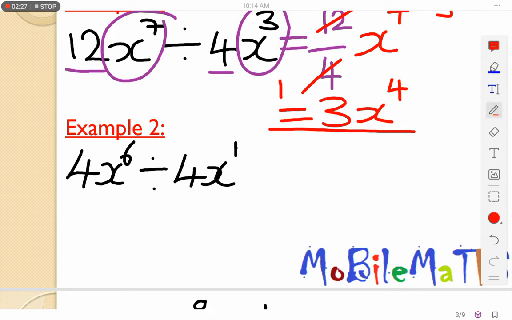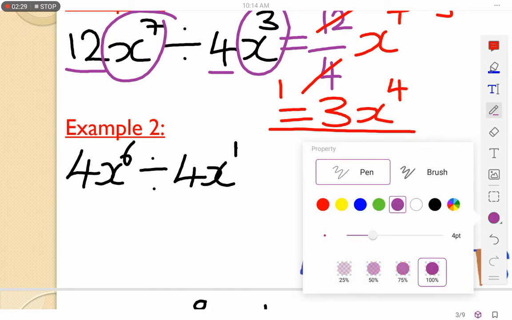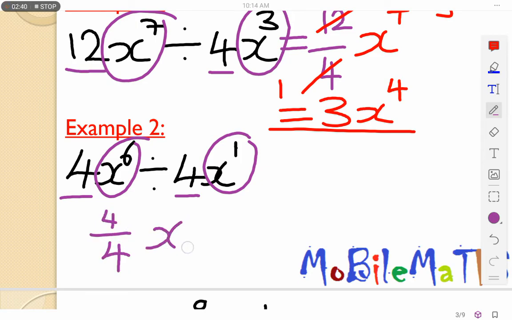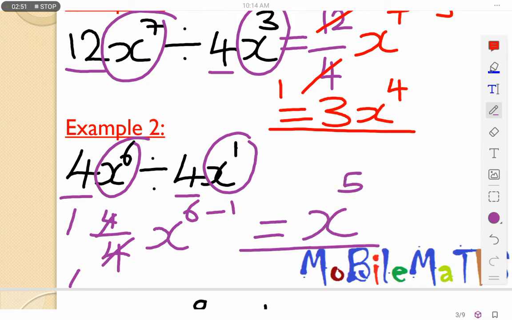This one also has got numbers, so don't be confused. When we have numbers, you treat the numbers on their own and the indices on their own. So we'll have 4 divided by 4 times x to the power of 6 minus 1. 4 into 4 is 1. So our result is x to the power of 5, like that.